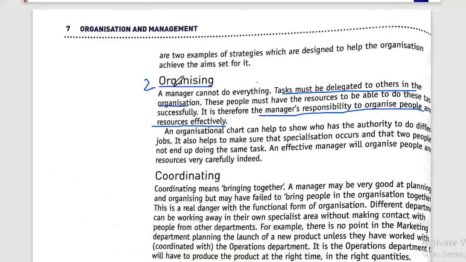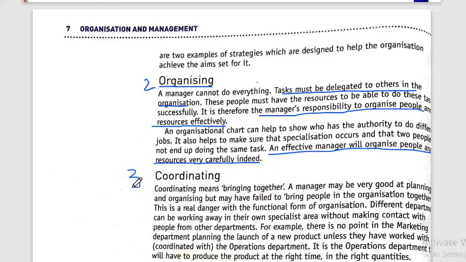So if I'm a manager and I do the organizing part in an effective way, I will avoid the problem of, let's say, two people doing the same job. And to avoid such a problem, an effective manager will organize people and give them the right resources to be able to achieve the task.